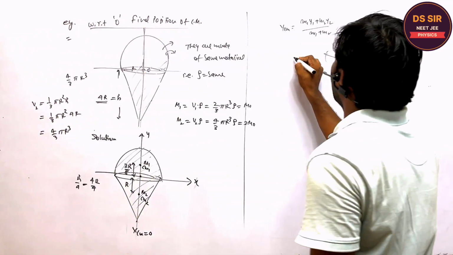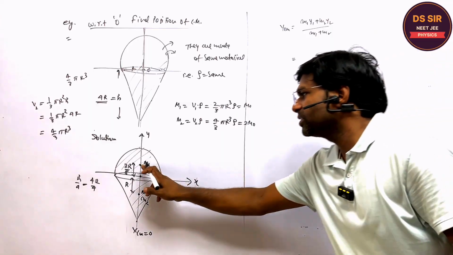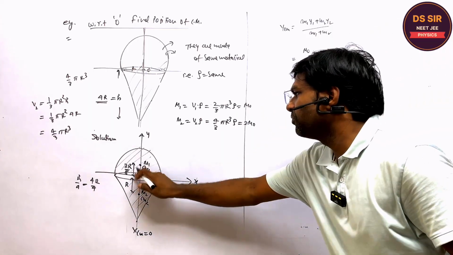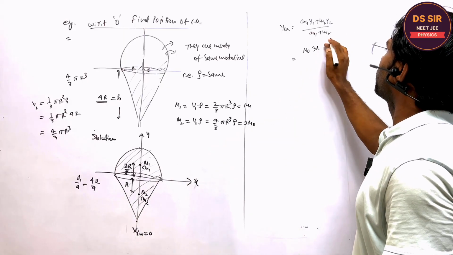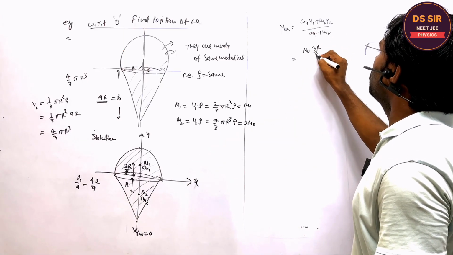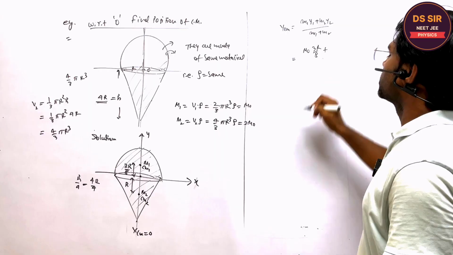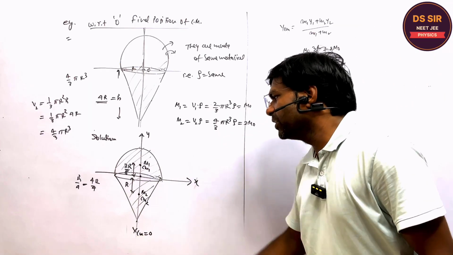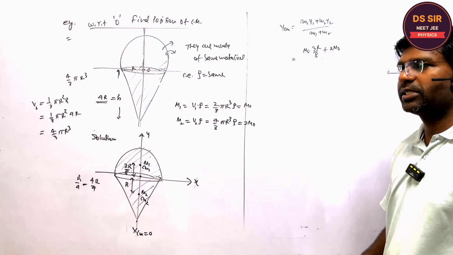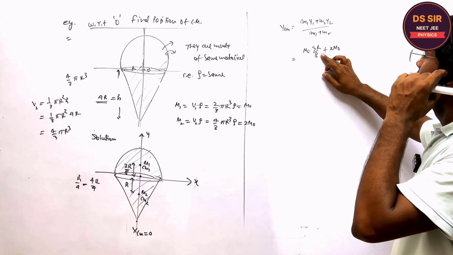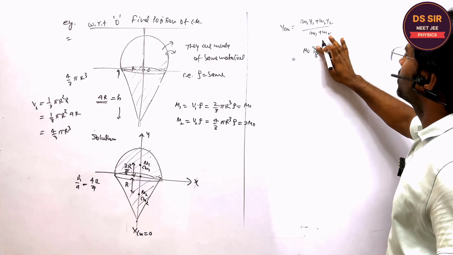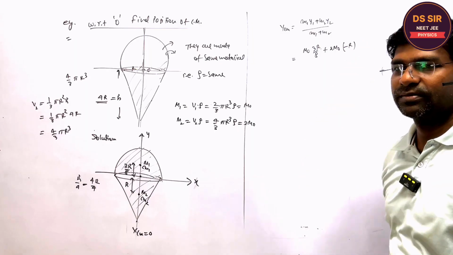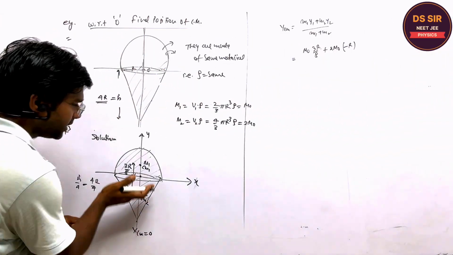So now I will put the value. If this is the m1, this is the y1. So m1 is m naught and y1 is what? Say 3r by 8. Is it clear or not? Plus, what is the m2? Say 2m naught. What value of y2 will I put? Please tell. What is the value of y2? Say minus r. It is very important.